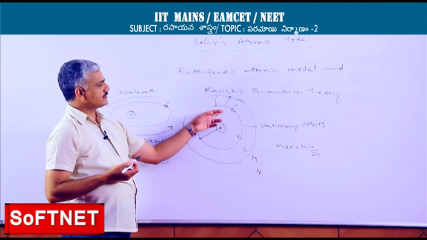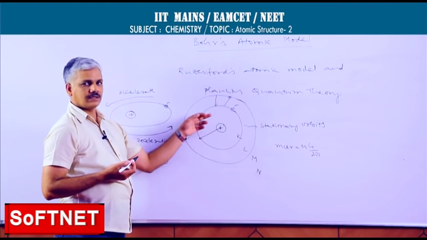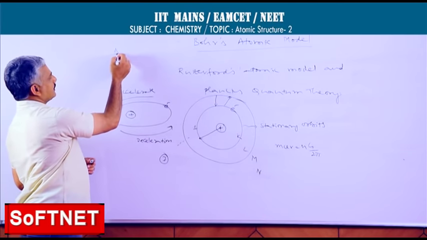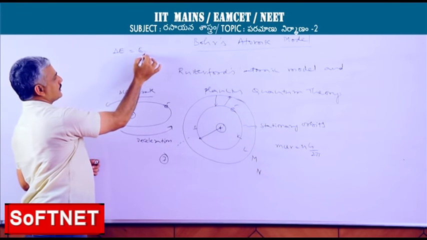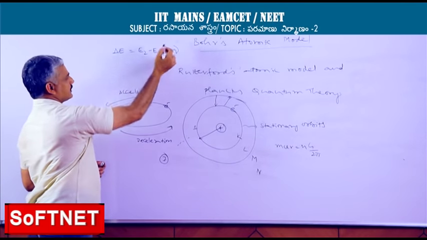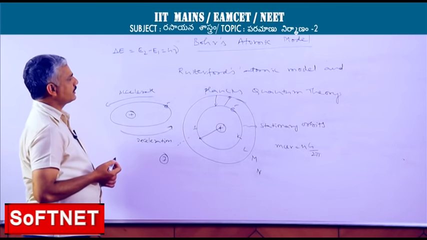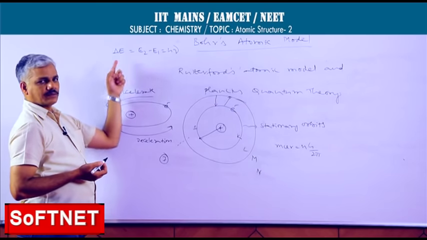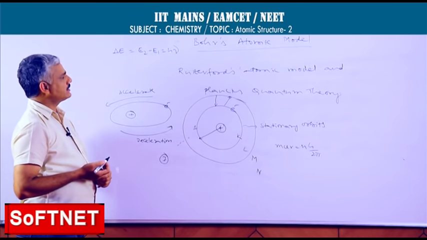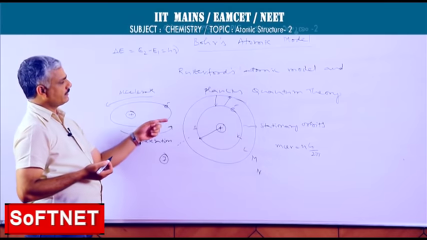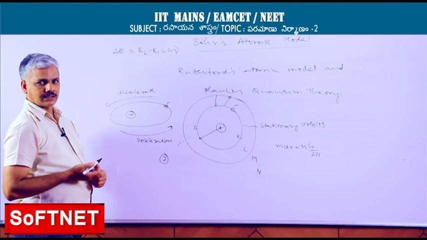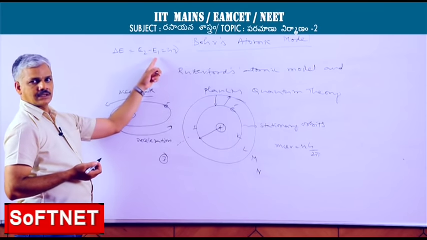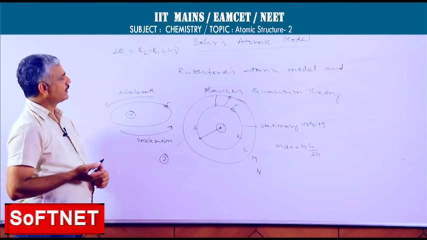The amount of energy absorbed or released is calculated using the relation ΔE = E2 − E1 = hν. That means the frequency of emitted radiation is directly proportional to the difference in the energy levels of the orbits between which electronic transition takes place. Here E2 stands for the energy of the higher orbit, and E1 stands for the energy of the lower orbit.